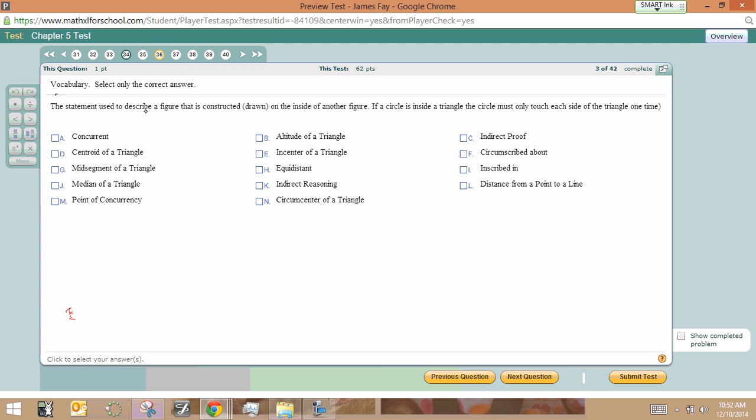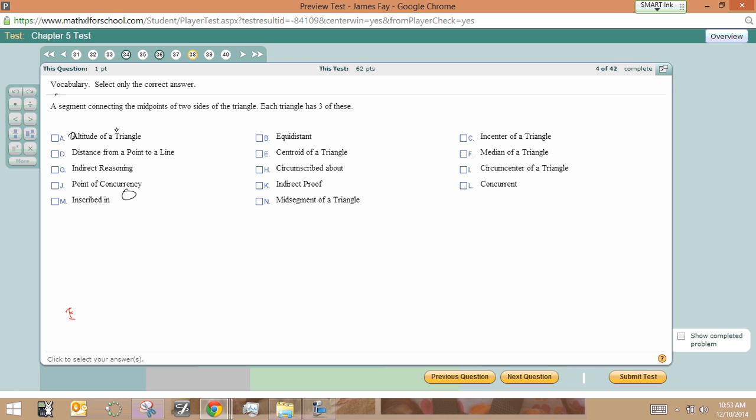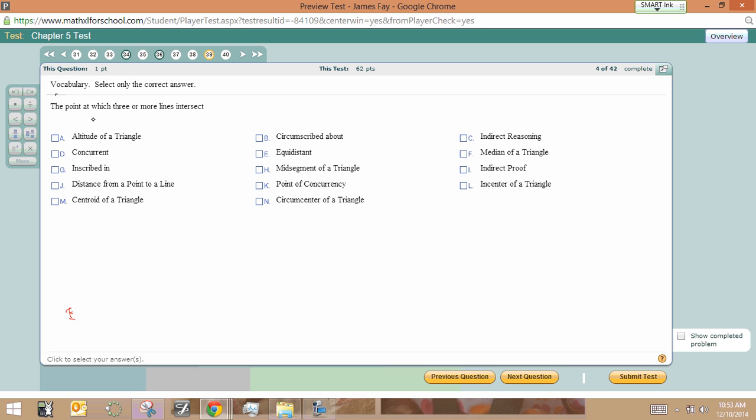36, the statement used to describe a figure that is constructed or drawn on the inside. Drawn on the inside is inscribed. 37, that's a median. Vertex to a midpoint. 38, a segment connecting the midpoints of two sides of the triangle. Each triangle has three midsegments. That's a midsegment. 39, the point at which three or more lines intersect. That's the point of concurrency.